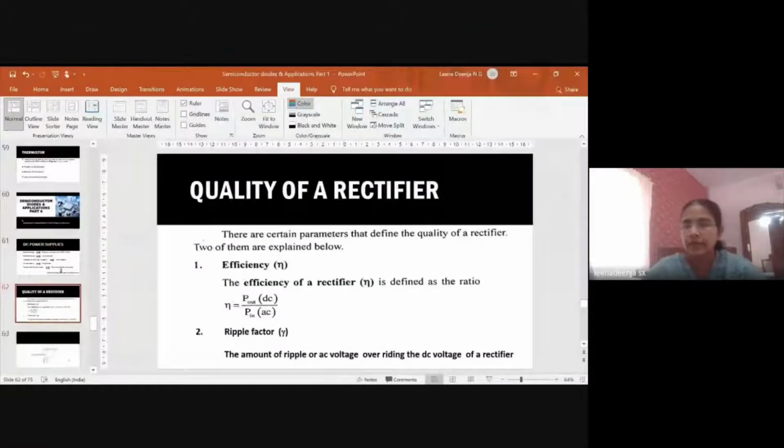Efficiency of the rectifier is defined as the ratio of P out divided by P in. That is output DC power divided by input AC power. That is the efficiency, and it is represented by letter eta. Then second parameter, that is ripple factor gamma.